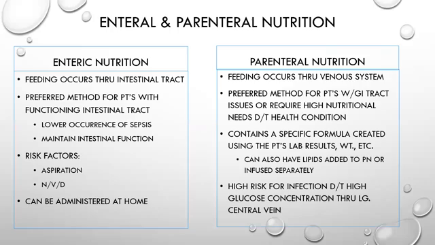Okay, so enteral and parenteral nutrition. Okay, so enteral nutrition. This is when nutrients are directly placed into the intestinal tract. So a tube feeding, okay? A tube feeding. If you've ever seen a G tube directly into the stomach, that is an enteral nutrition, okay? This can be short or long-term depending on the need. This is preferred for patients that have a functioning intestinal tract. Okay, there's a lower occurrence of sepsis in enteral nutrition, and it maintains intestinal tract function as well, right?